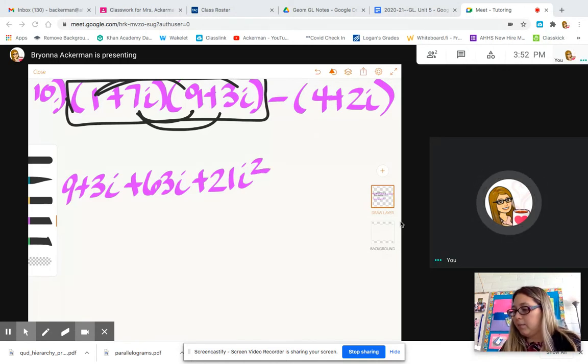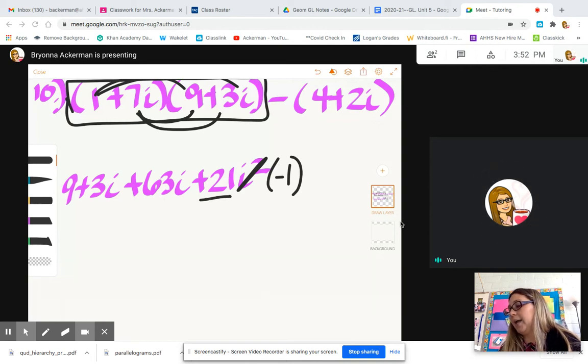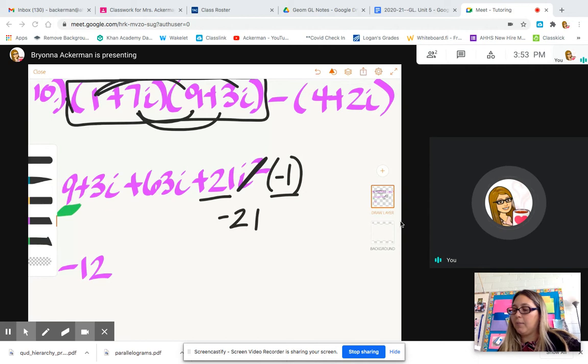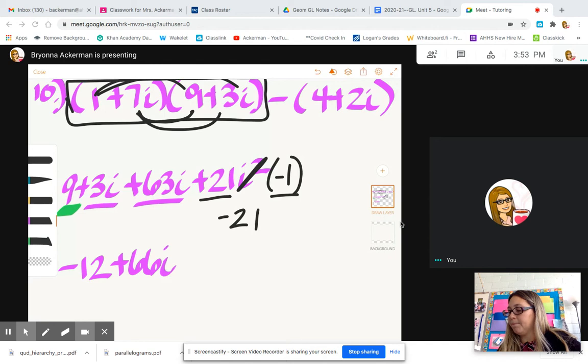Let's clean this up a little bit. So the i squared should be the first thing that came to mind. We're going to change that to a negative 1, which then makes this 21 times a negative 1, which will give me a negative 21. We have a negative 21 being combined with a positive 9, so we're going to get a negative 12. And then we have 3i plus 63i, so that's 66i. And so that would have been the end if we only had multiplication.